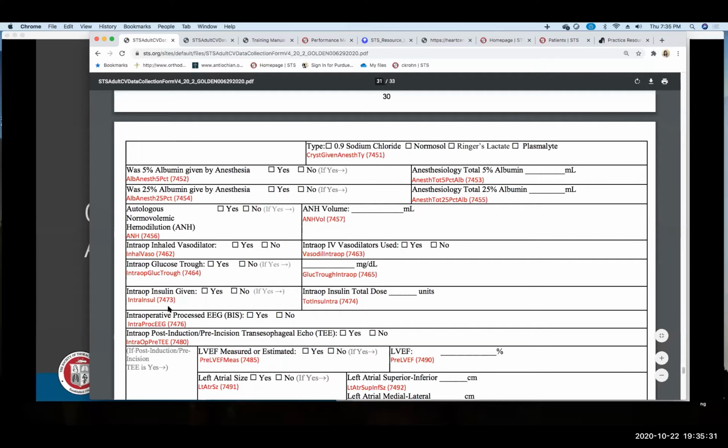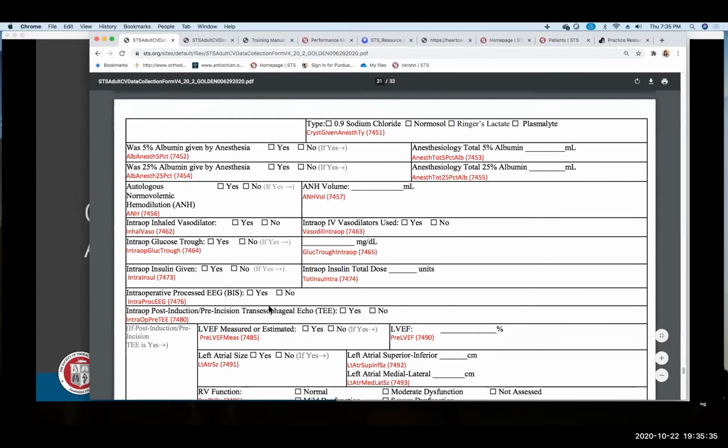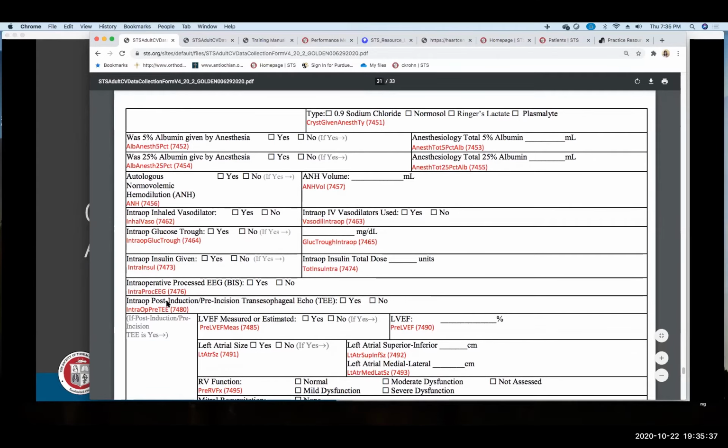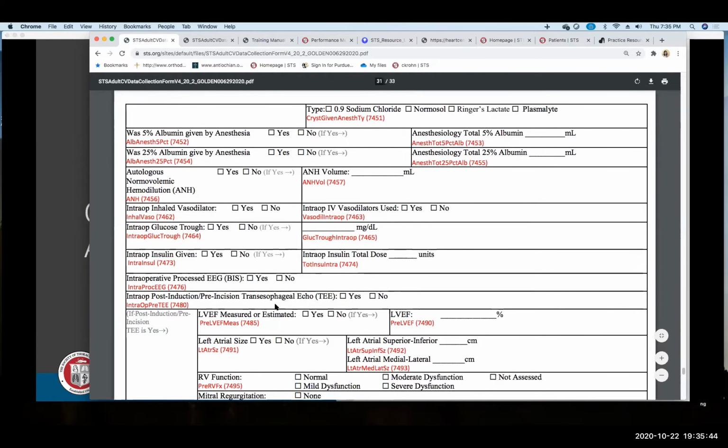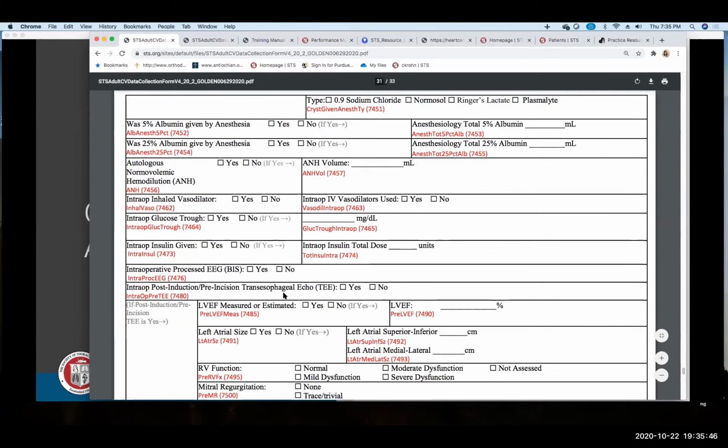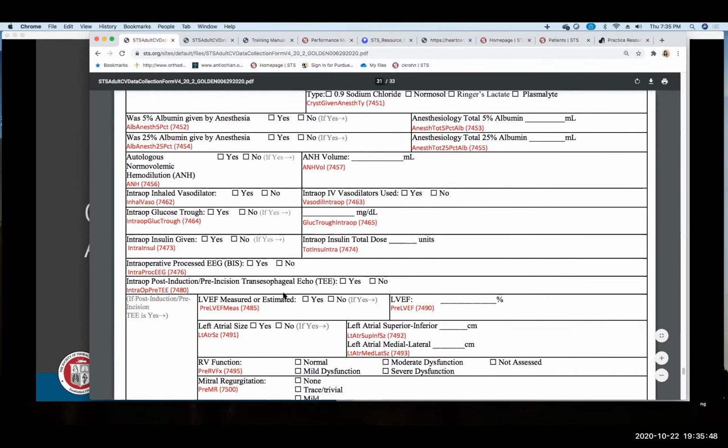We look at the EEG, the intraoperative processed EEG or BIS, and then the intraoperative post-induction pre-incision TEE. And if that was performed, then the following questions. This is different than what is captured in the operative section of the data collection form, in that we look at the post CPB TEE in that section. And prior to that, we look at pre-induction measurements.